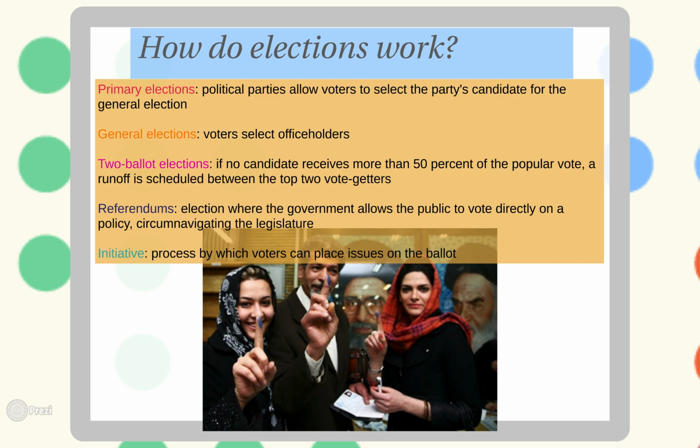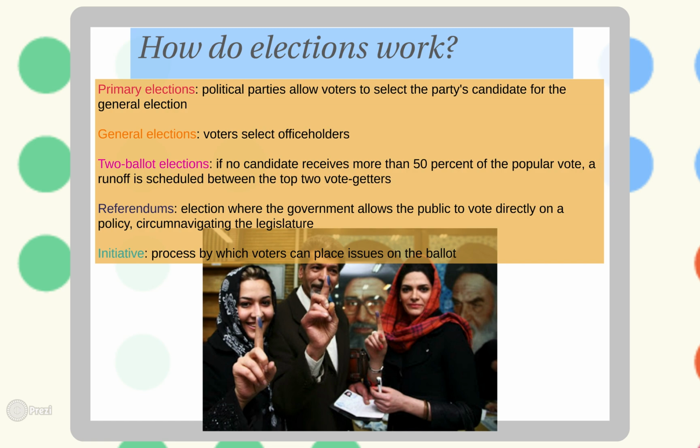General elections. This is where voters select office holders. Simply put, they get one vote that goes towards an office holder. That's a general election. Now, a two-ballot election is interesting. If no candidate receives more than 50% of the popular vote, a runoff is scheduled between the top two vote getters. That happens in some states for governor in the United States, but this happens in some countries around the world, wherein if no candidate receives more than 50% of the popular vote, they have to have a runoff, a separate election between the two.